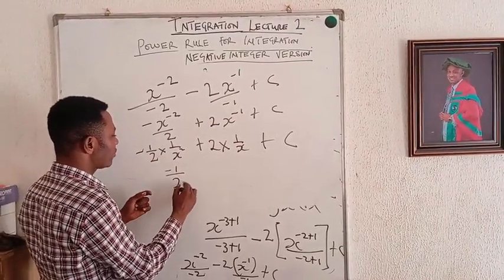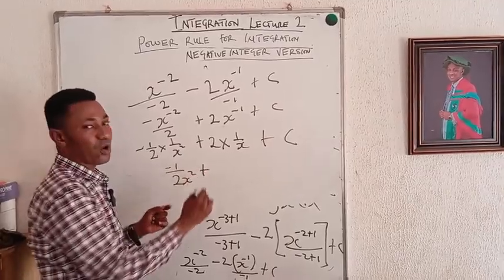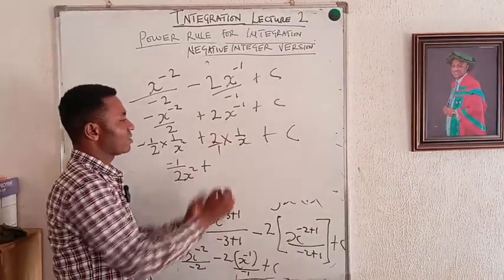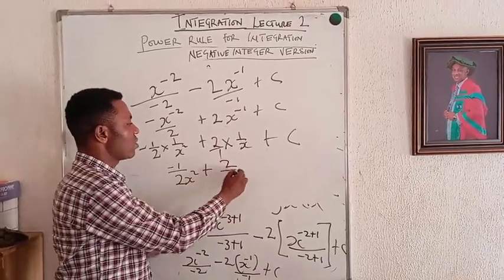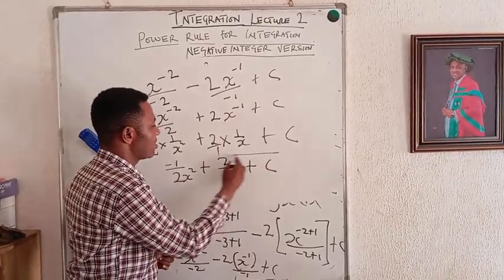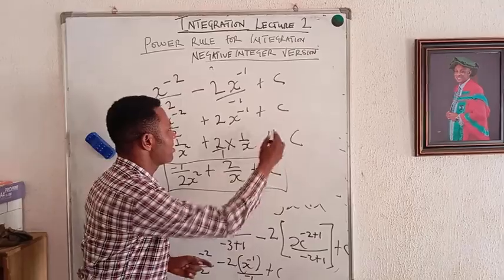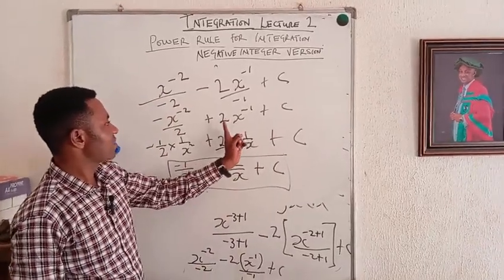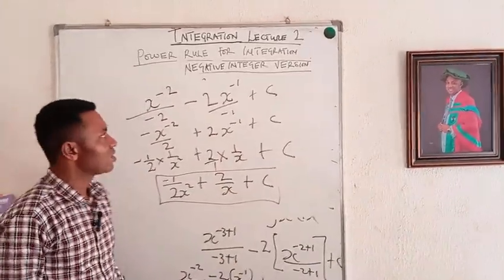Now, minus 1 times 1, we have minus 1. 2 times x squared, we have 2x squared. Then plus 2, this is like 2 over 1. 2 times 1, we have 2. 1 times x, we have x. Then plus what? C. This is the final answer. Whether you leave your answer this way or this, it's still the same.